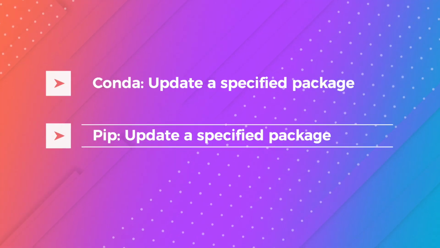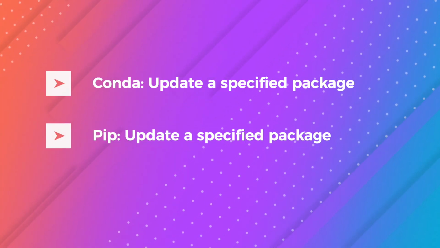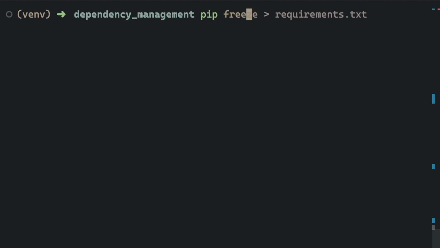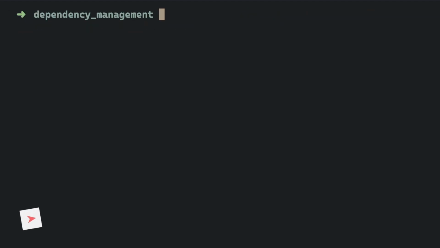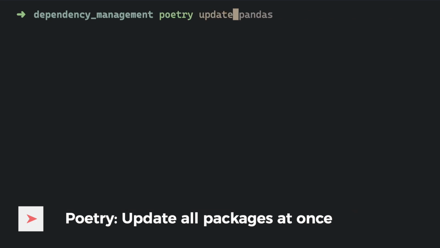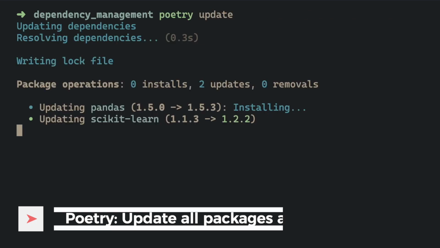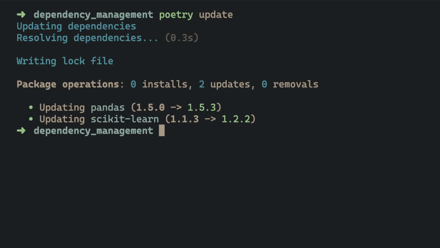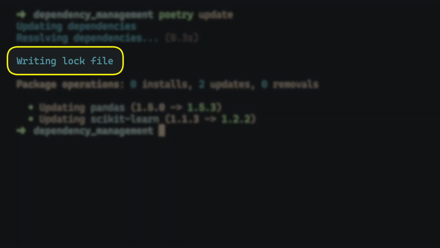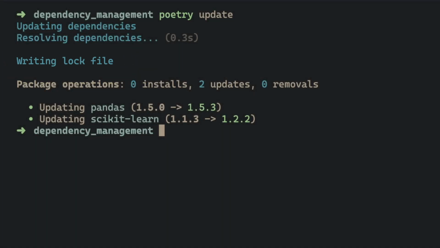Pip also only allows you to update a specified package and requires you to manually update the requirements.txt file. With Poetry, you can use the update command to upgrade all packages specified in the pyproject.toml file. This action automatically updates the poetry.lock file, ensuring consistency between the package specifications and the lock file.